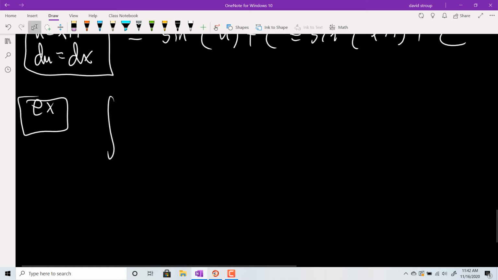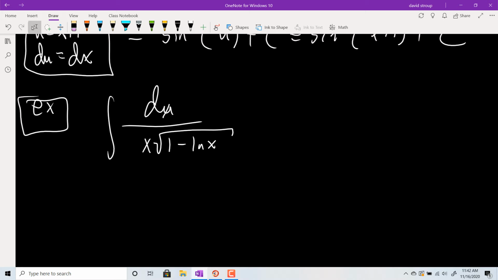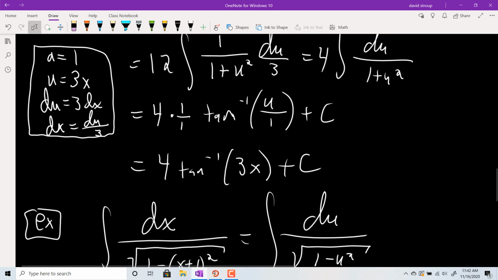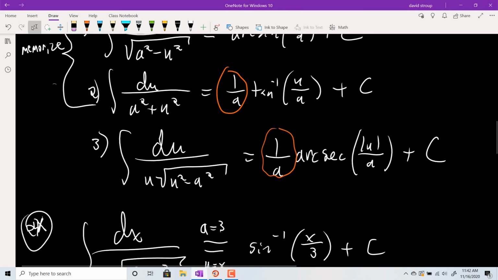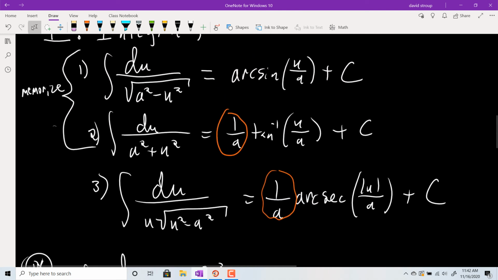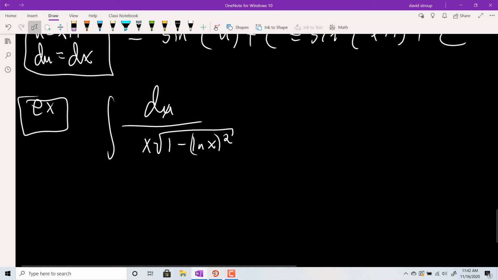Weirder and weirder expressions in for u. This is dx all over x times the square root of 1 minus the ln of x squared. It looks like an inverse sine, but sometimes after you do your substitution, things cancel. It kind of looks like a secant, but it also kind of looks like an arcsecant, but it also looks like an arcsine. It looks like an arcsecant because it has that variable in front of the radical. But the terms are out of order. Usually you'd have the x part first and then minus a squared. And this is like a squared minus u squared.